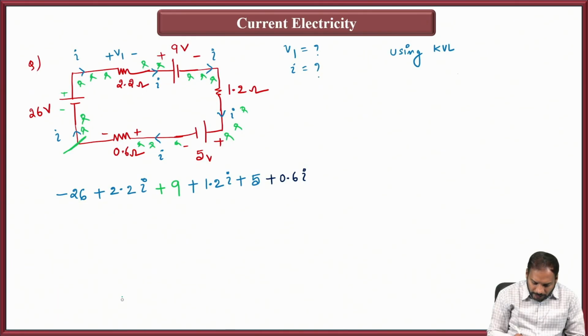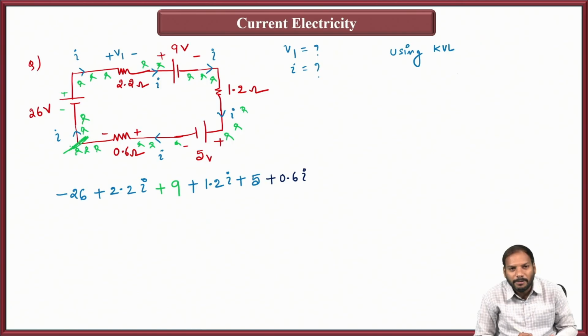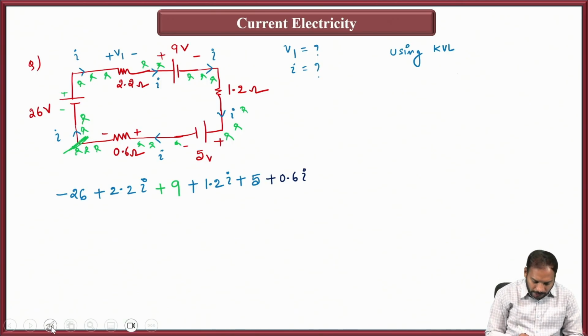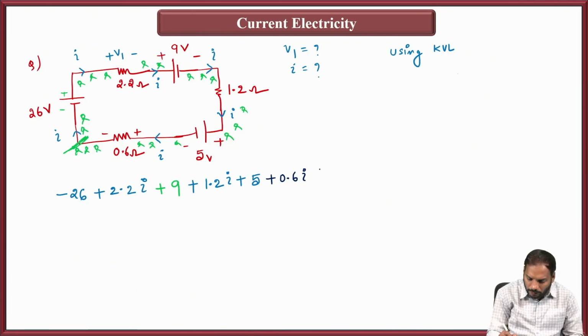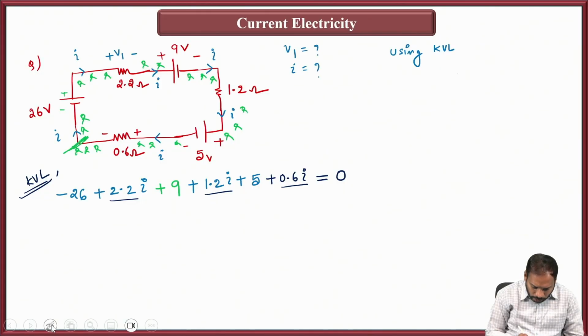So you don't stop walking now. You continue, go ahead and you reach the original point. That means you have completed the loop. So now in this context, the entire thing that I have made, you have to make exactly equal to 0. So this was what KVL tells us.